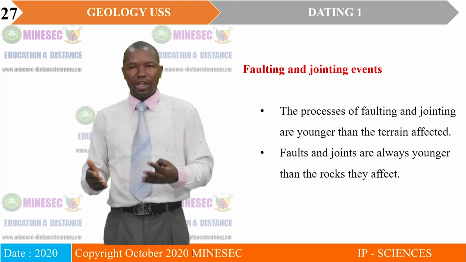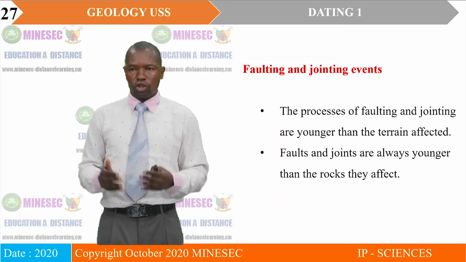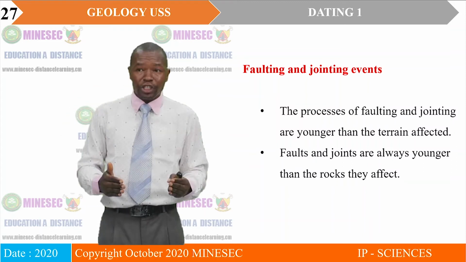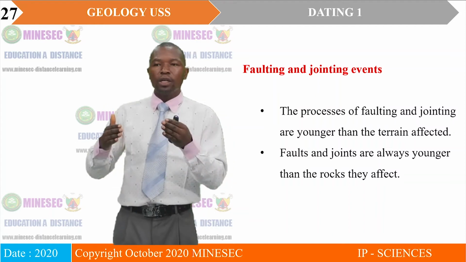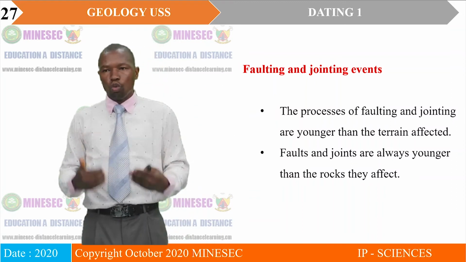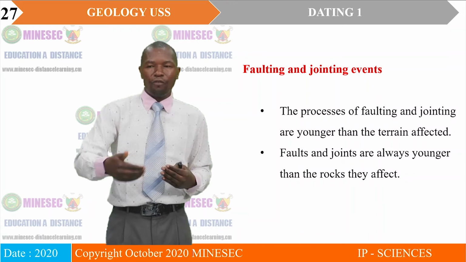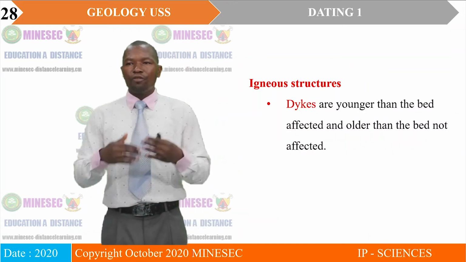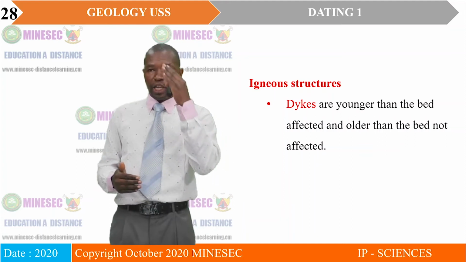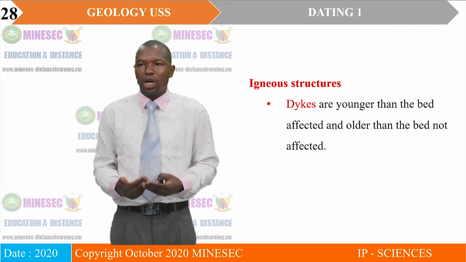Then faulting and jointing events. Faulting and jointing events also take place within a rock formation or succession, so they will not occur in space. Therefore, where the rocks are faulted and jointed, they should be presenting information to prove that they are younger than the formation in which they are occurring. So faults and joints are always younger than the rocks that they are affecting. We also have igneous structures like dikes or intrusions. For example, a dike will be younger than the geologic formation in which it is occurring.